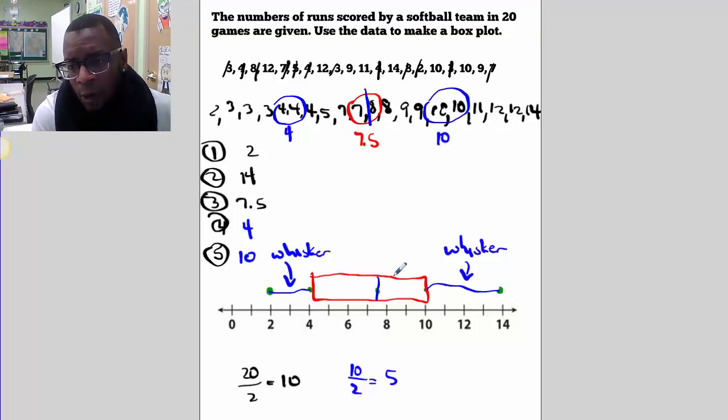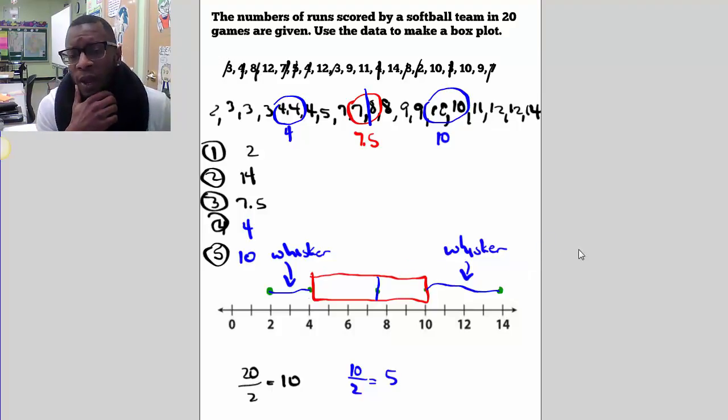Okay, we also know our median value. We can find our interquartile range value, because we know that our interquartile range is Q sub 3 minus Q sub 1. And we know Q sub 3 is 10, and we know Q sub 1 is 4, so we know that our IQR is going to have a value of 6.